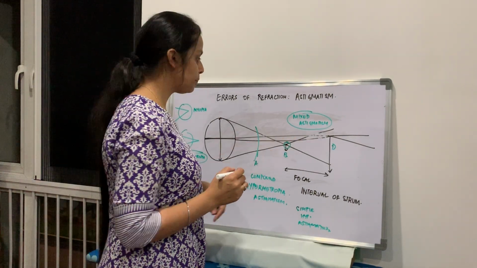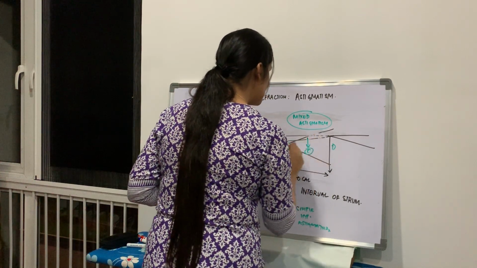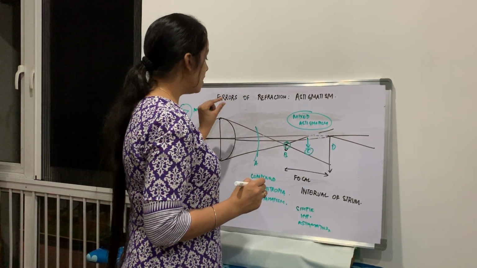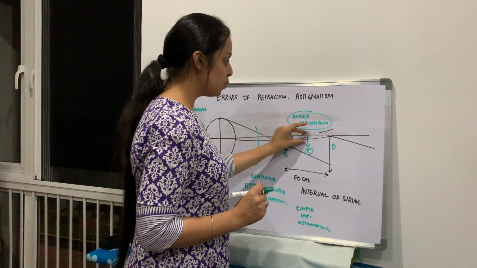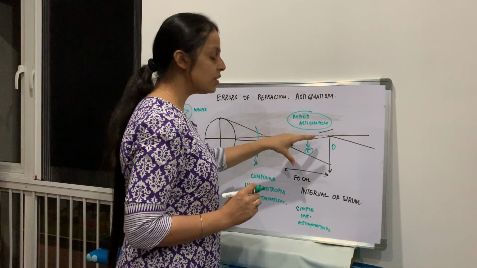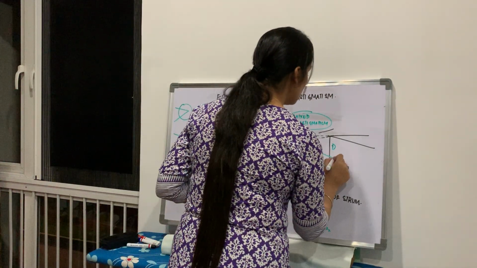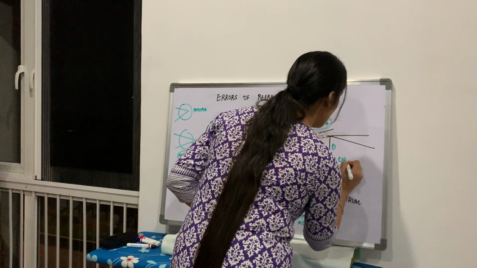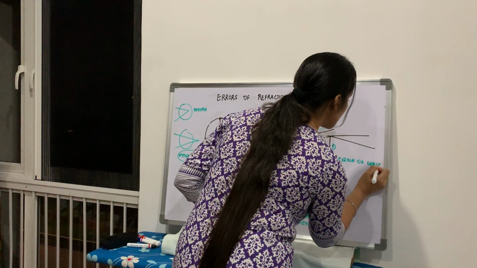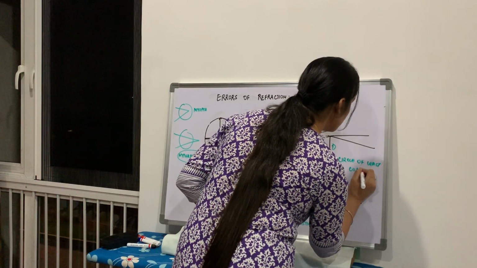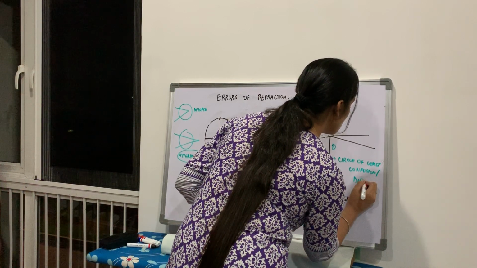So the points between B and D will be mixed astigmatism if the retina is placed at any of these points. Now there will also be one situation at this point C wherein the amount by which one set of rays is converging and the amount by which the other is diverging is equal. So that point will be called my circle of least confusion, or it is also called the circle of least diffusion.